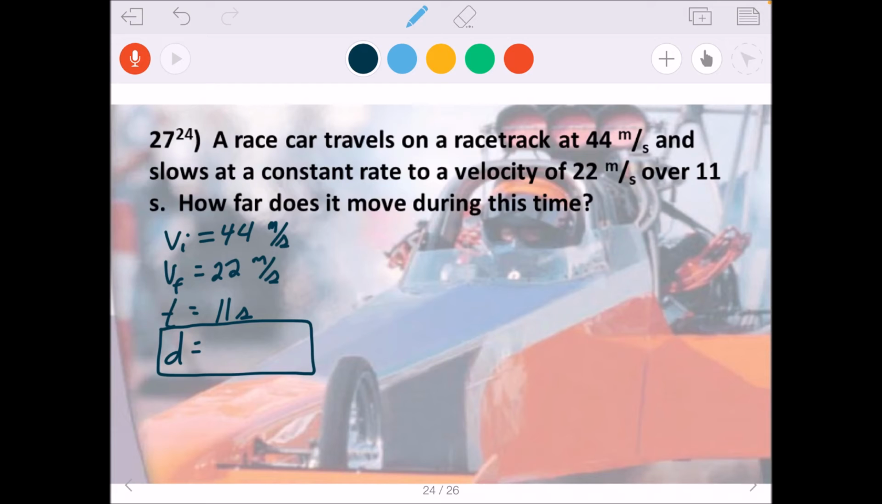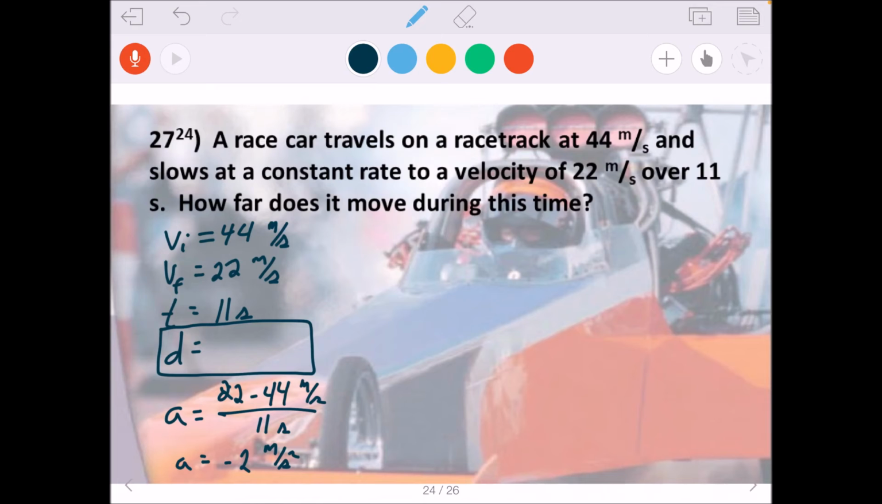So what I encourage you to do is write down the things that you know, and then you can look through your formula list to see which of the formulas is going to be most useful in this situation. So my acceleration, I'm going to have to figure out. Acceleration is the change in velocity, which is 22 minus 44 meters per second, over time, 11 seconds. So my acceleration is a negative 2 meters per second squared. And now I can solve for my distance.